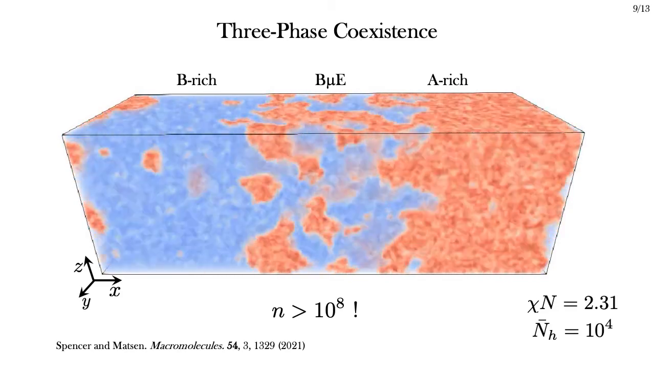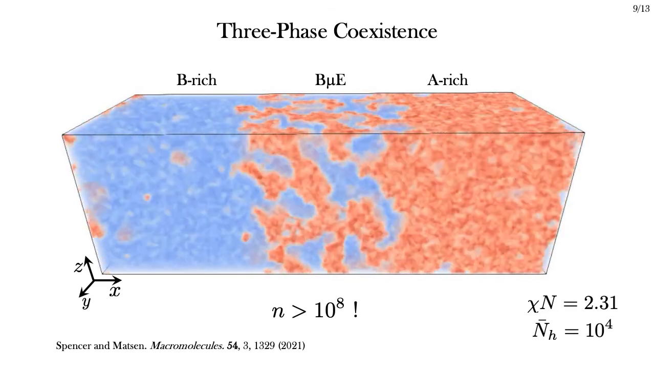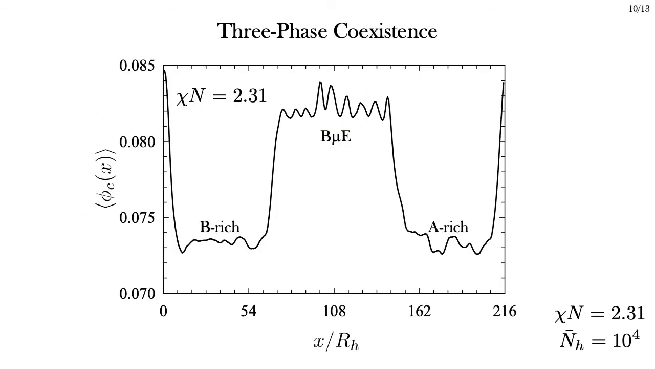We can take a closer look at the composition by averaging over this YZ plane. This gives us the copolymer concentration as a function of the x position. We can clearly see the A and B rich phases with low copolymer concentration and the microemulsion with higher copolymer concentration. Also note the high concentrations at the ends. This is the result of using periodic boundary conditions.